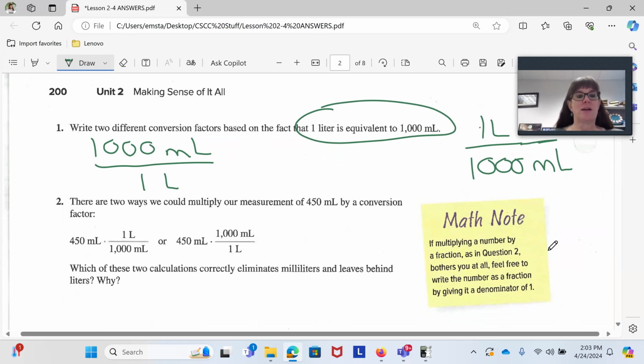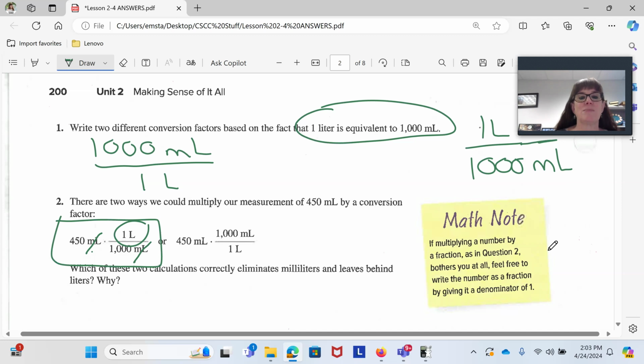In the first one, I'm taking 450 milliliters and using the first conversion factor I wrote. In the second, I'm using the second conversion factor I wrote. There's a little math note here on the side that reminds us that when we're dealing with fractions, anything on top will cancel with anything on the bottom. So that shows me right away that the first one is the better one, because milliliters will cancel and I'll be left with liters. So this is the way we want to do it.